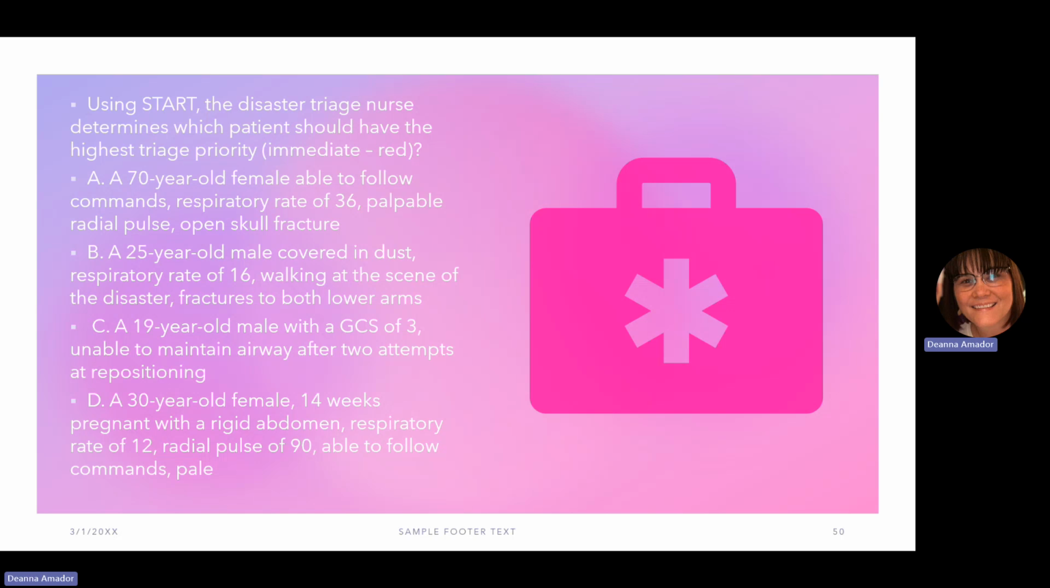Also, here is another question that you can do on your own because it's so long and involved. I'm not going to read it. It's talking about the START model. So please go back through here and do that question as well.